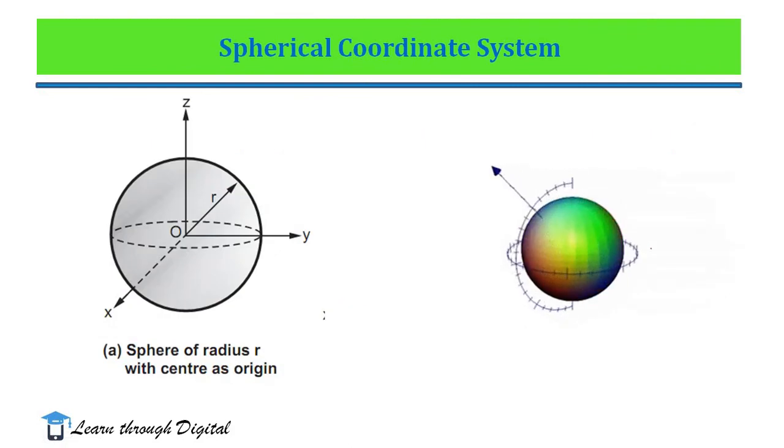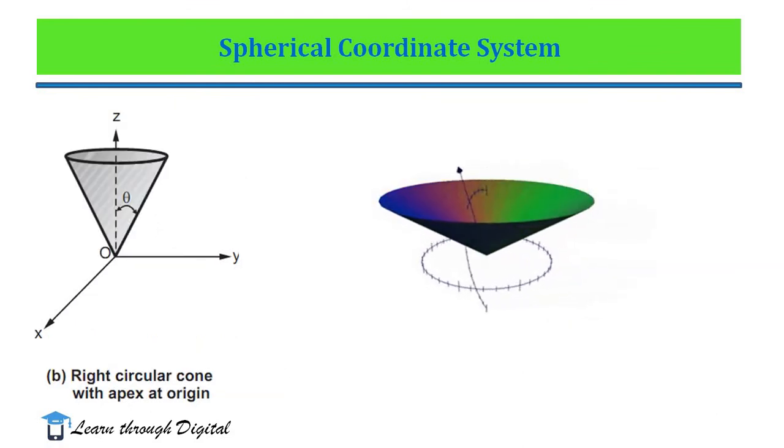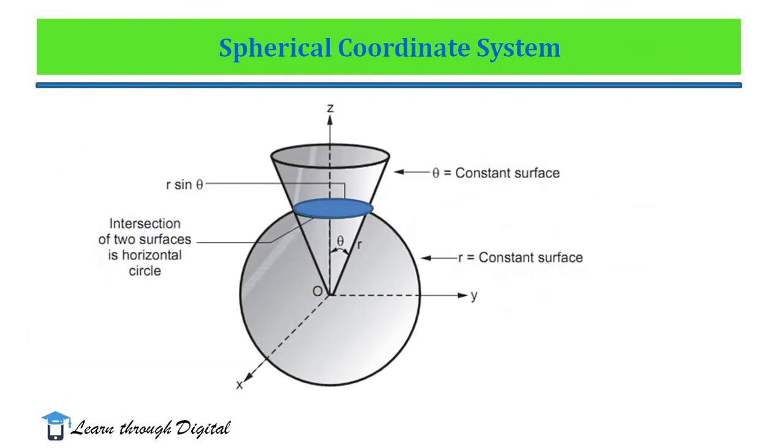Next, we move on to the spherical coordinate system. In the spherical coordinate system, we consider three surfaces. One is a sphere with a radius r. Another one is a right circular cone with apex angle theta. The intersection of the sphere and cone is the horizontal circle.